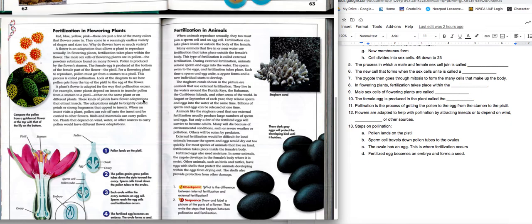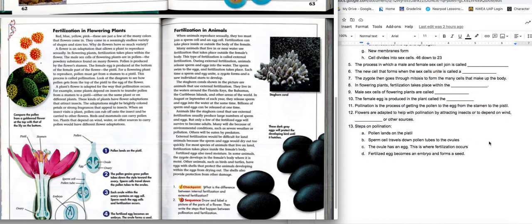These kinds of plants have flower adaptations that attract insects. What does it? The adaptation might be brightly colored petals or a strong fragrance that appeals to insects. When an insect visits a plant, pollen can rub off on the insect and be carried to other flowers. Hummingbirds especially and mammals can carry pollen. In other words, animals can do that as well, guys, simply sometimes just by walking past them and bumping them.